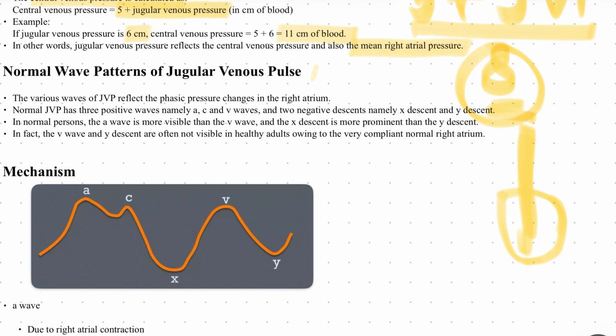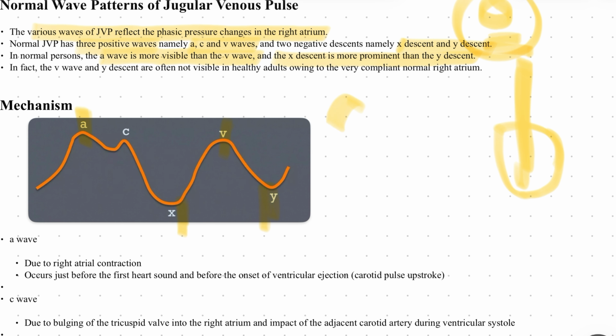Normal wave patterns of jugular venous pressure or pulse. The various waves of JVP reflect the phasic pressure changes in the right atrium. Normal JVP has 3 positive waves, namely A, C, V, and 2 negative waves, X and Y descent. In a normal person, the A wave is more visible than the V wave, and the X descent is more prominent than the Y descent. You need to remember this. So we have A, C, V, X, Y.